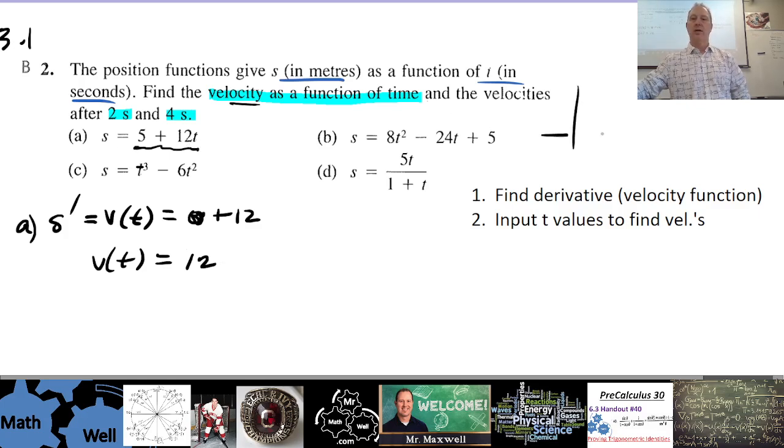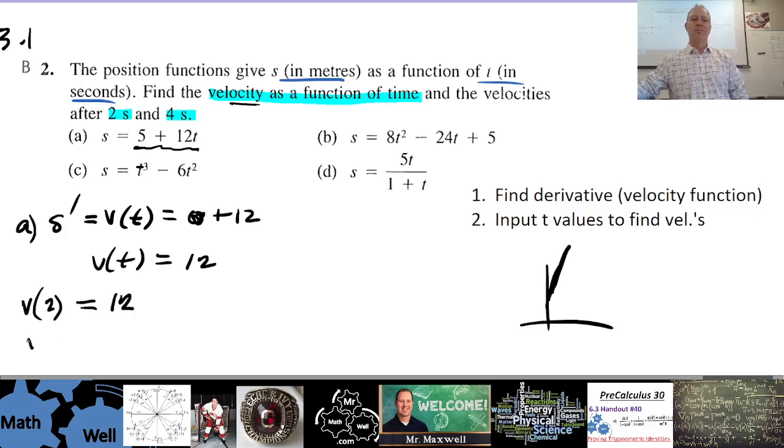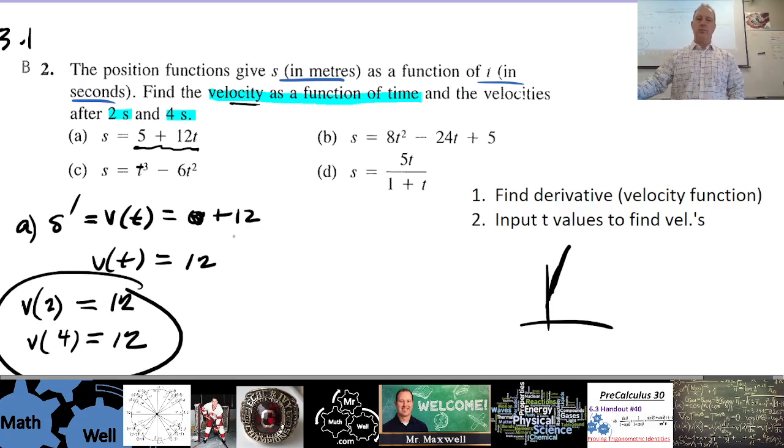So we've got a really steep line, and it starts from here and goes right up like that. So it's a straight line, it's always a velocity of 12 because the slope is always 12. A bit of a trick question: what's the velocity after 2 seconds? Well, there is no t, so it's 12. What's the velocity after 4 seconds? Well, there's no t that affects it, so it's 12. Easy peasy, right?